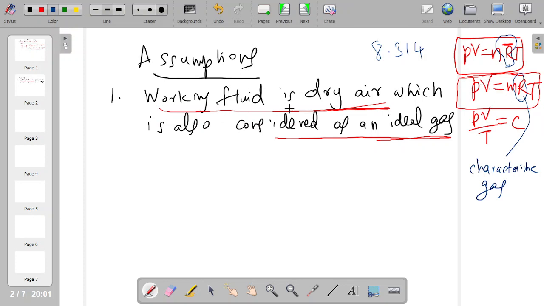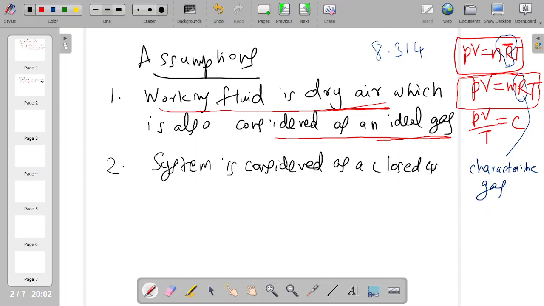So we follow this assumption: our working fluid is dry air, which is also considered as an ideal gas. But in an actual engine this is not the case. Our working fluid will be an air plus fuel mixture, and it will not be an ideal gas, it will be a real gas. Now the second assumption is that the system is considered as a closed system. This is also very important.